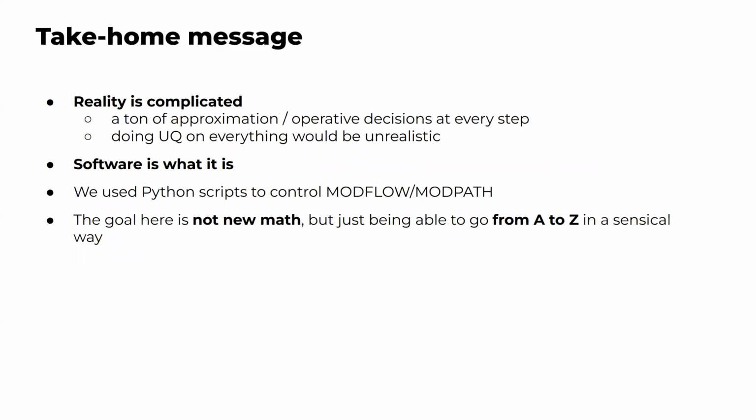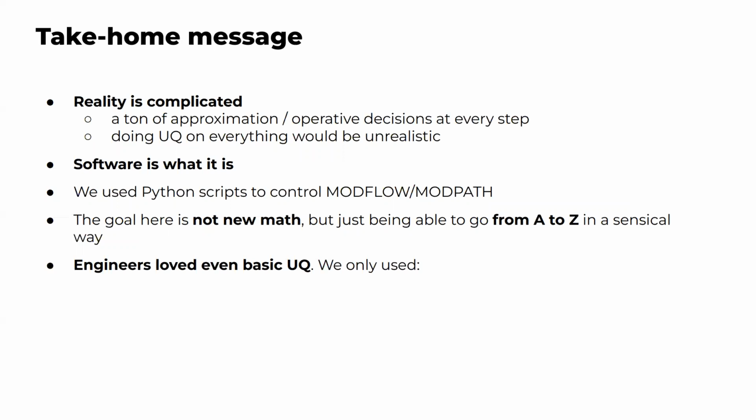But again, the main point is there's no new math here. We just want to be able to go from A to Z. So from the description of the basin given by the geologists to some estimate of travel times, and we need to go there. It's not like it's optional. We want to get down there in a, let's say, sensical way or informed way, right?